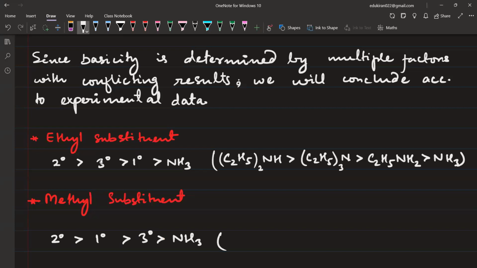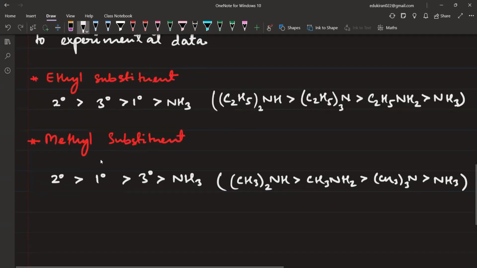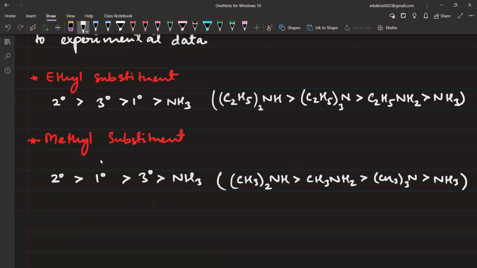If I want to write the structures, then it will be CH3. Let me make it once again. (CH3)2NH, followed by CH3NH2, followed by (CH3)3N, and then followed by ammonia NH3. Okay.